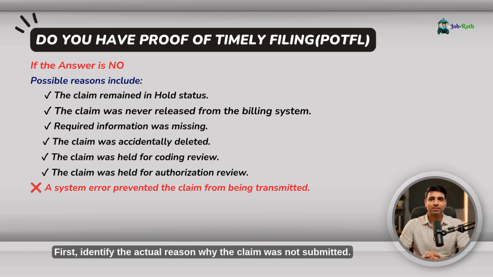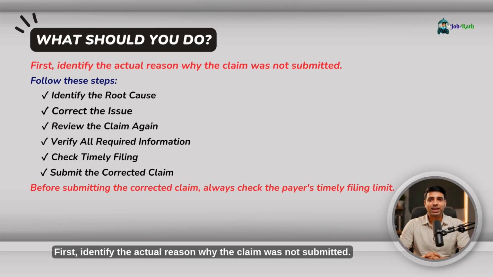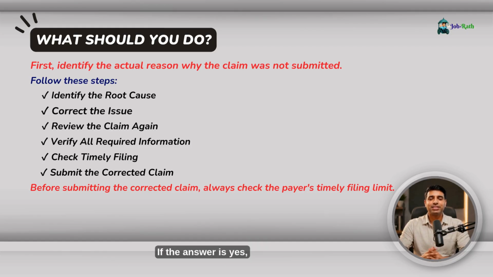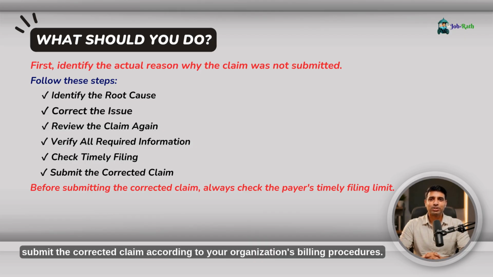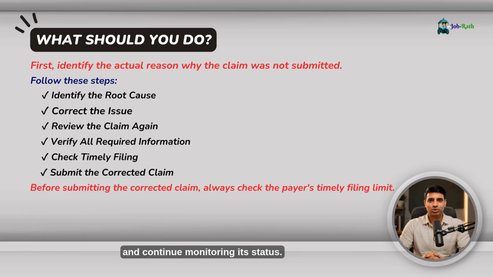Now, what should you do? First, identify the actual reason why the claim was not submitted. Don't just submit the claim without understanding the root cause. Correct the issue first. Then, review the claim one more time to make sure all required information is complete and accurate. Before submitting the corrected claim, always check the payer's timely filing limit. Ask yourself, am I still within the payer's timely filing deadline? If the answer is yes, submit the corrected claim according to your organization's billing procedures. After submission, verify that the claim was accepted by the clearinghouse and continue monitoring its status.